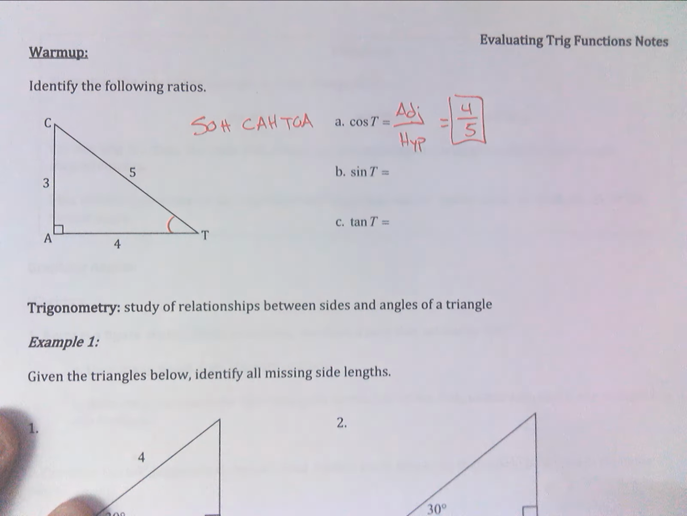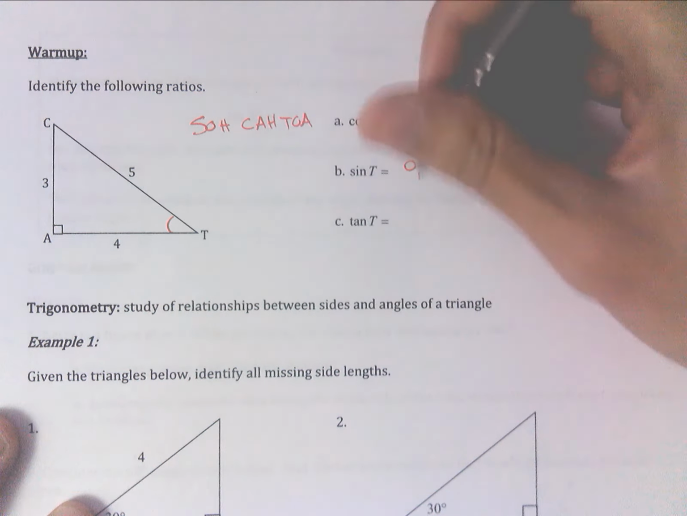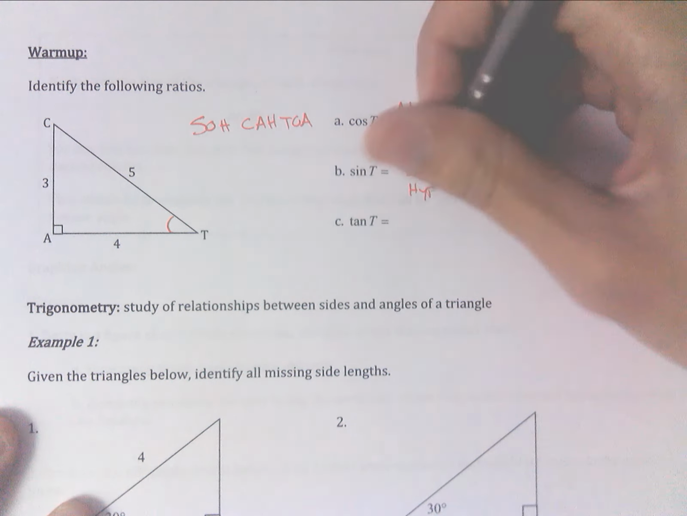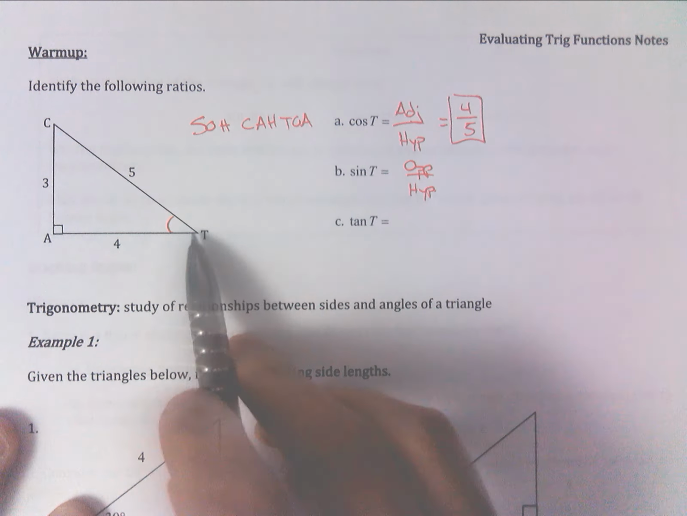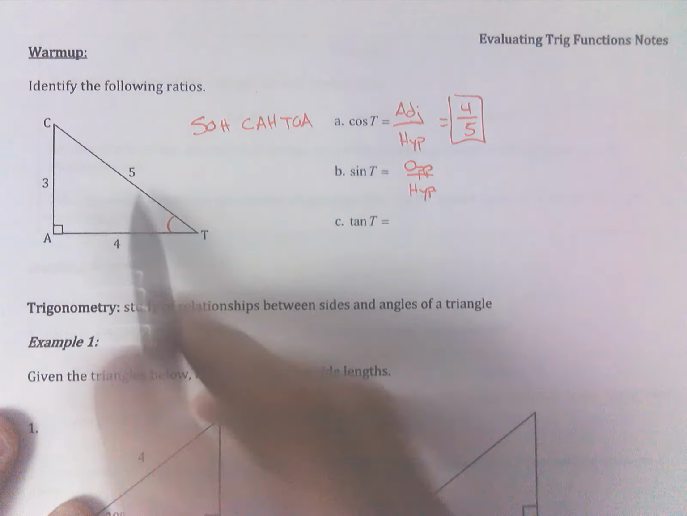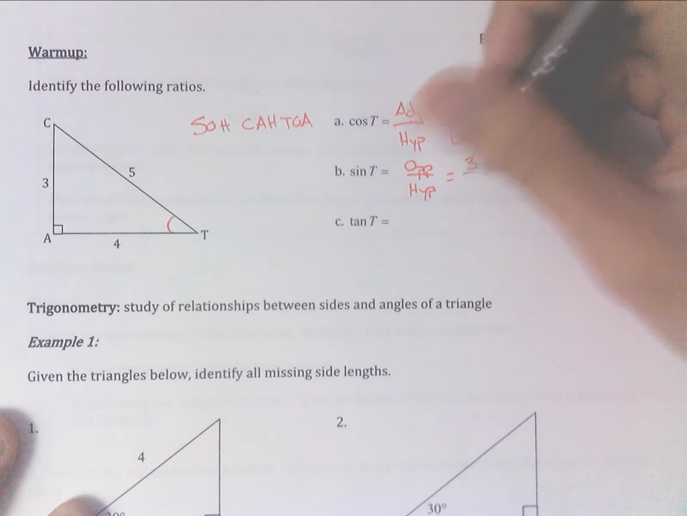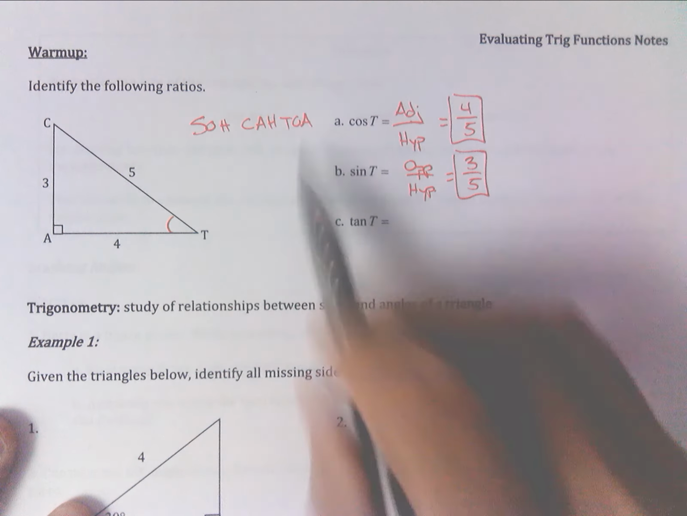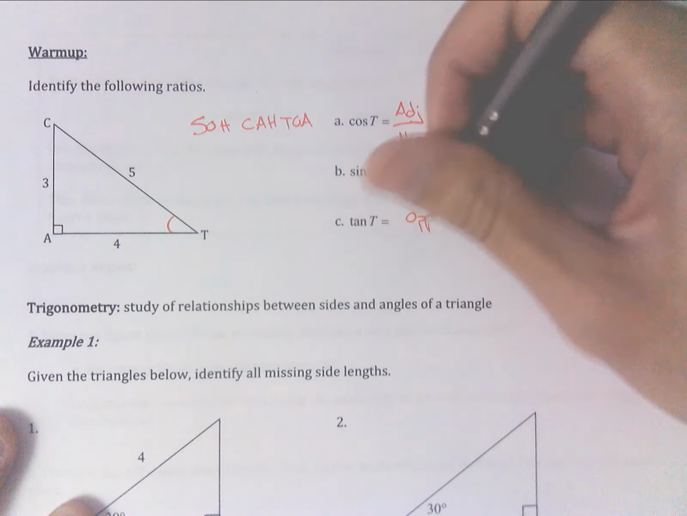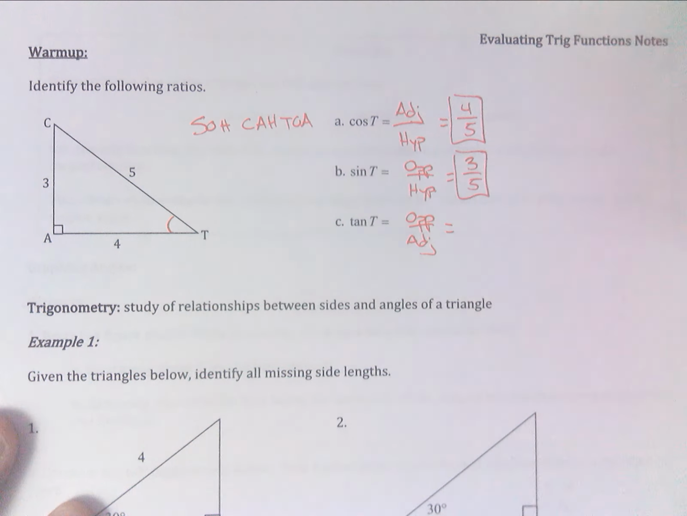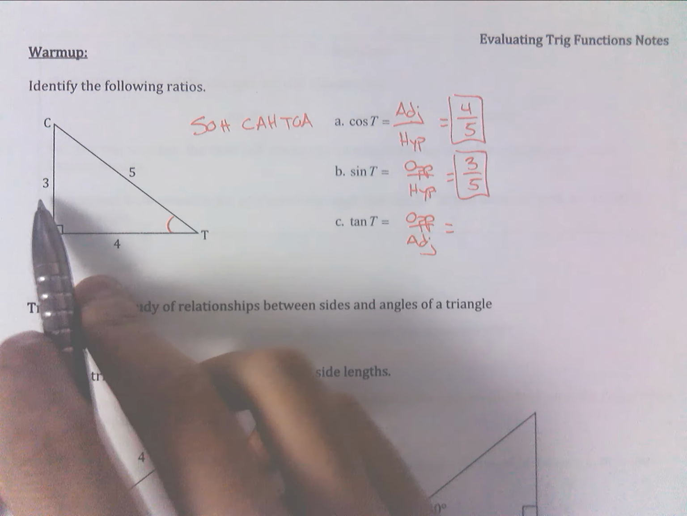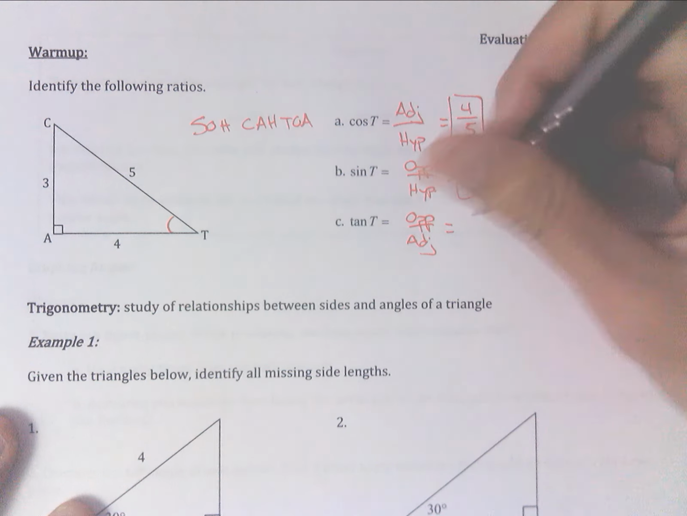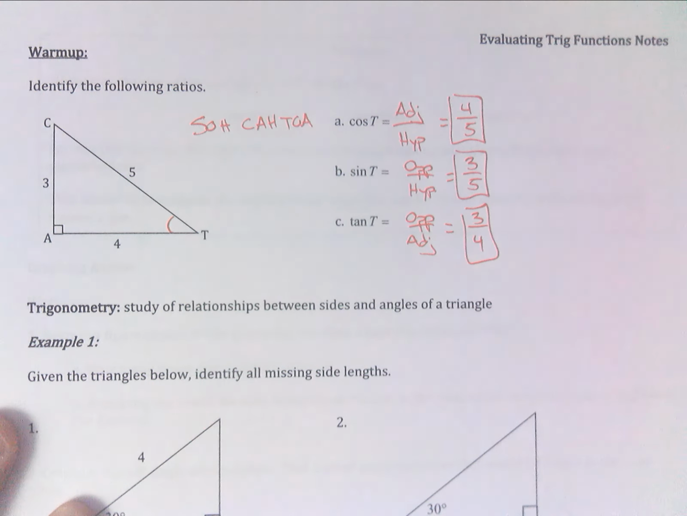Sine of t, well, we know sine is the opposite over the hypotenuse. So opposite angle t is 3, and the hypotenuse, again, 5. So the ratio is 3/5. Likewise, tangent is the opposite over adjacent. So the opposite side, again, 3, and adjacent, 4. So the ratio, 3/4. Anytime we're finding these trigonometric ratios, I recommend writing out SOHCAHTOA, just as a reminder.